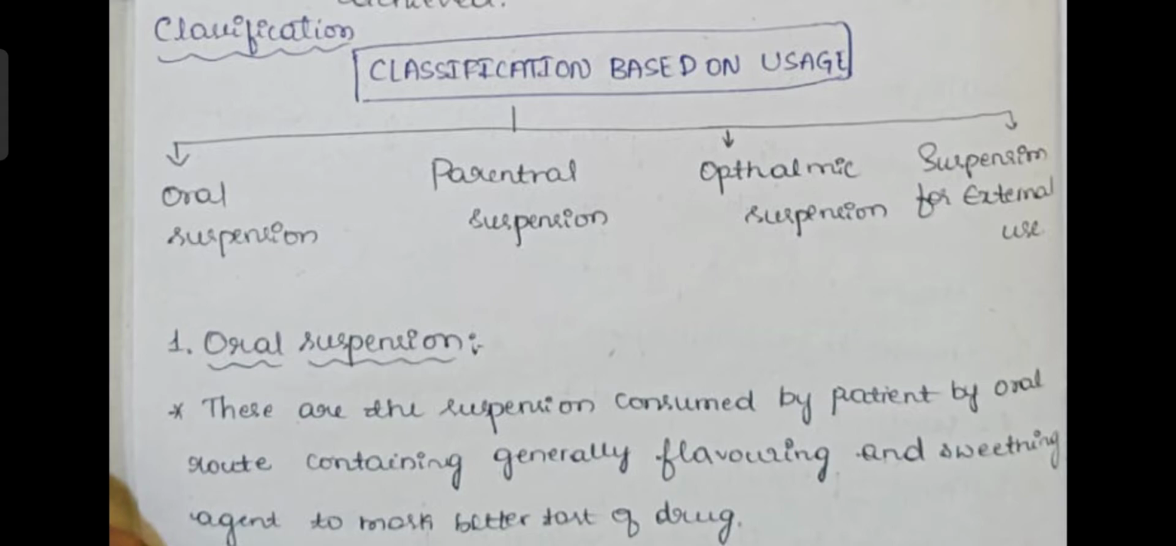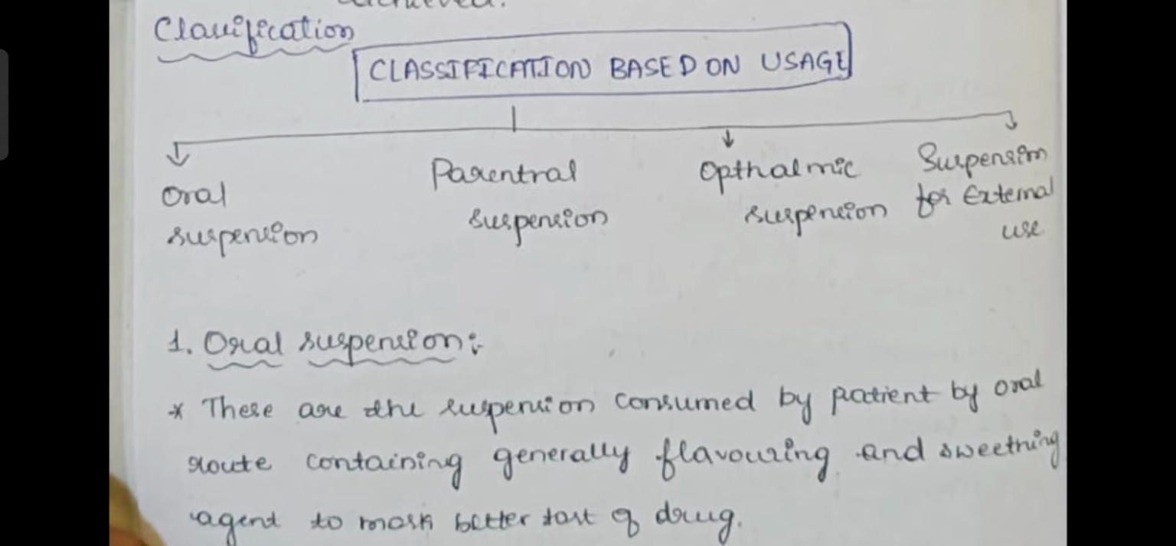Let's continue the topic about suspension. In the classification of suspension, it can be asked for 5 marks, in which the suspension is broadly classified as oral suspension, parenteral suspension, ophthalmic suspension, and suspension for external use. First, let us see the terms.